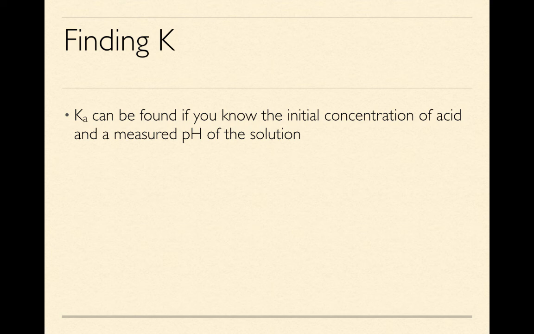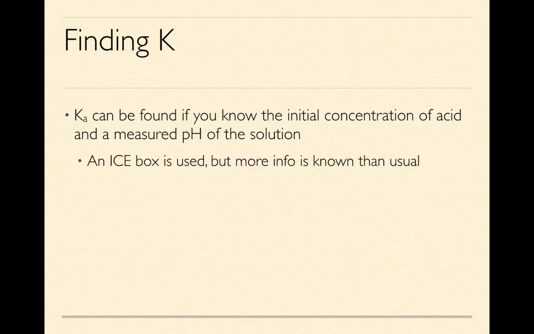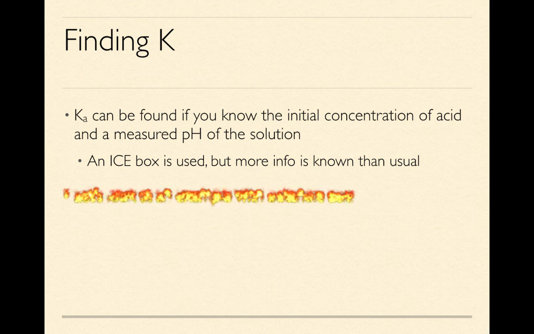Now sometimes what we're asked to do is to find the value for K. In this case, we'll be looking for a Ka. So if we know the initial concentration of an acid and a pH of the solution when I make it, it turns out I can find the Ka for that particular acid. Now we're still going to use an ice box, but because we know the pH, we're actually going to know more information than we usually know.